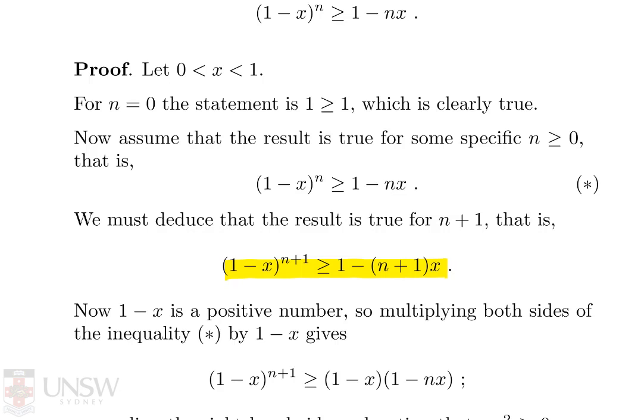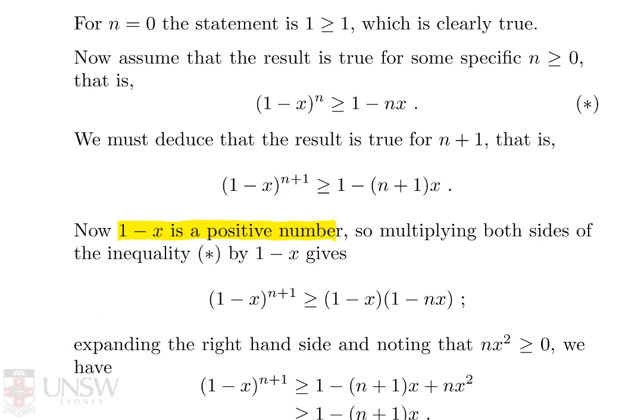I'm looking at 1 minus x to the n plus 1. And now, using this assumption, I can get my 1 minus x to the n plus 1 by multiplying both sides by 1 minus x. Before we do that, we should be cautious, because remember, if you have an inequality, you can multiply both sides by the same quantity, provided that's a positive quantity. However, remember x is between 0 and 1, so 1 minus x is a positive number, and so we can multiply both sides of the assumption. That's this one up here. We can multiply both sides by 1 minus x to get this here.